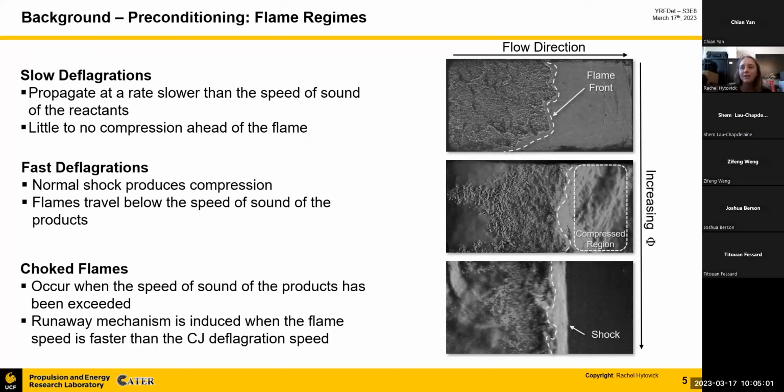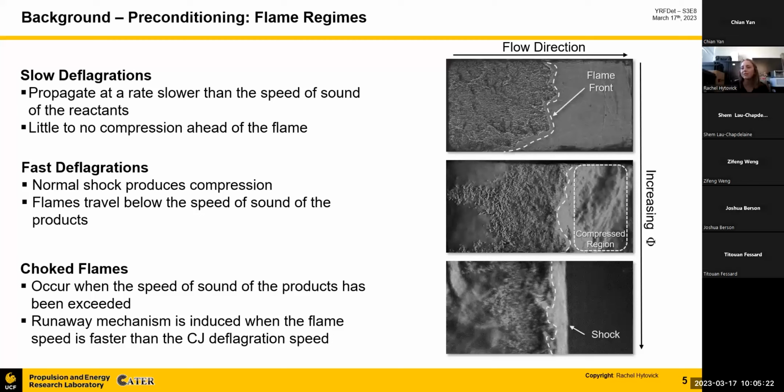When I talk about fast deflagrations, I'll mention flames that have a normal shock, and the normal shock is producing compression behind the shock and in front of the flame front. However, those flames are still traveling below the speed of sound of the products. So they're not moving super fast, but they are still accelerating.